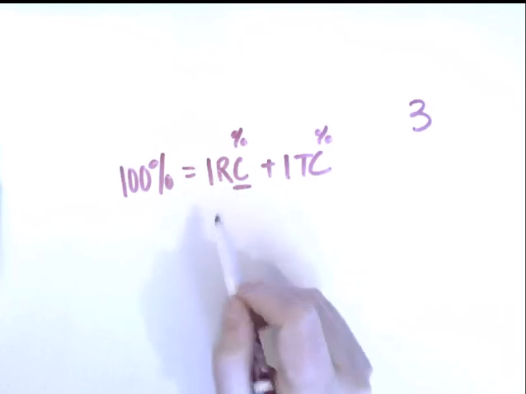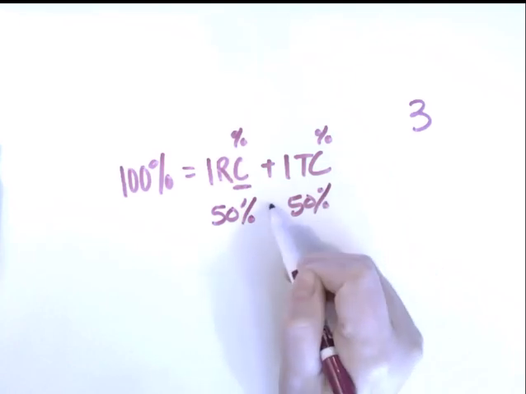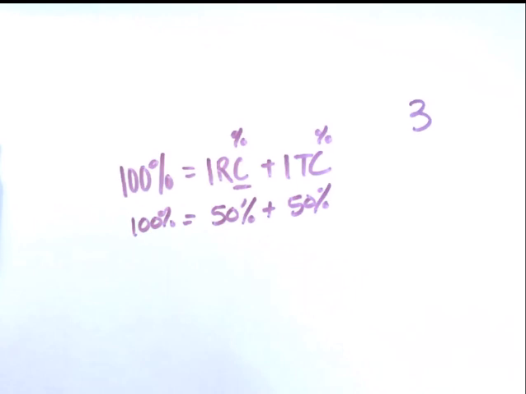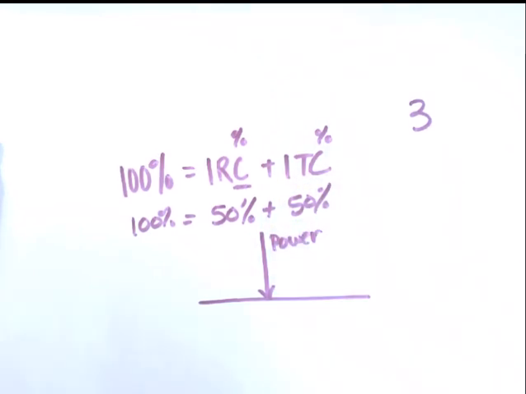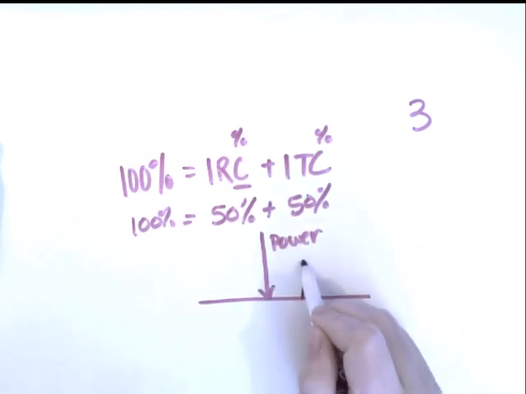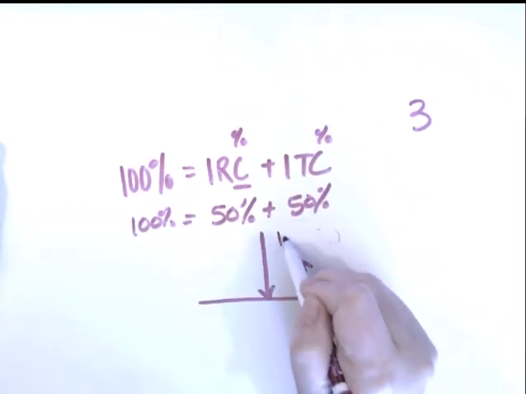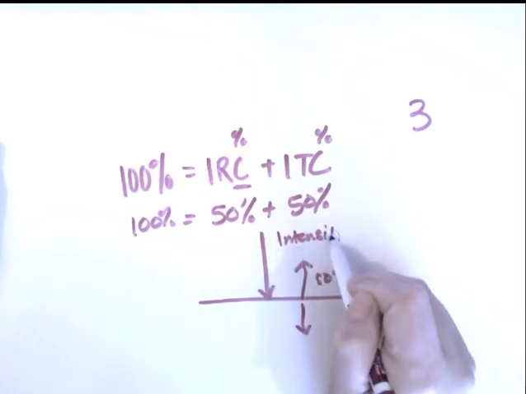So the percentage informs us of any other factors that we would be measuring in that situation. So for example, let's say we're measuring power in this wave, and I say the IRC is 50% and the ITC is 50%. I can say then that 50% of the power is going back and 50% of the power is being transmitted. But what if I'm now looking at this situation in the framework of intensity? Same thing.